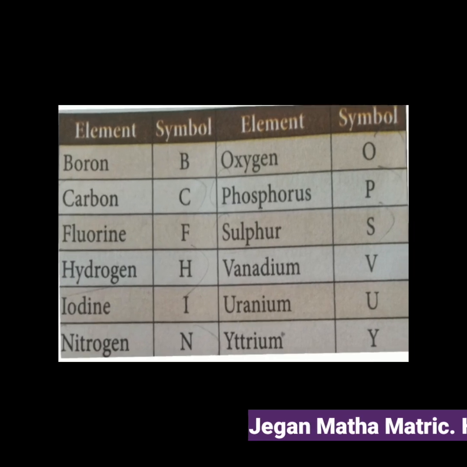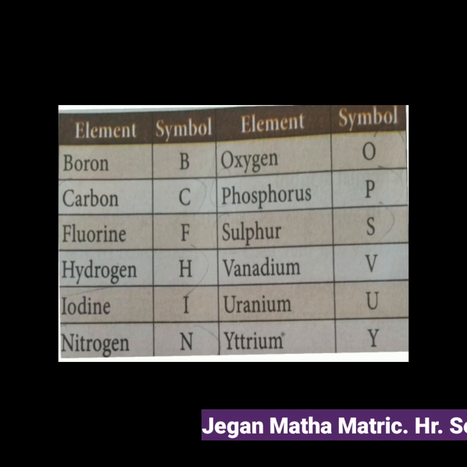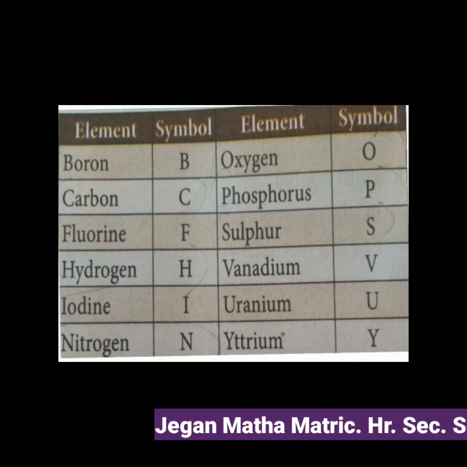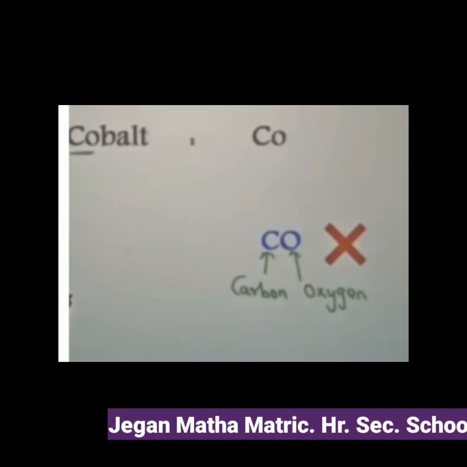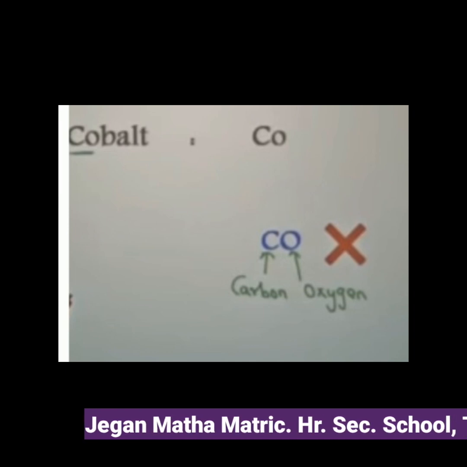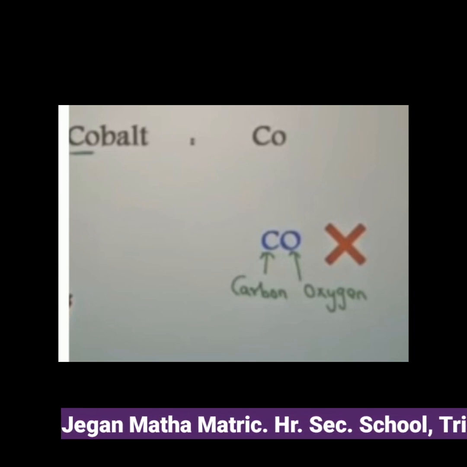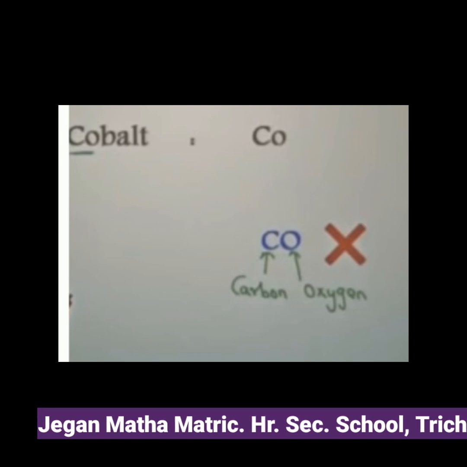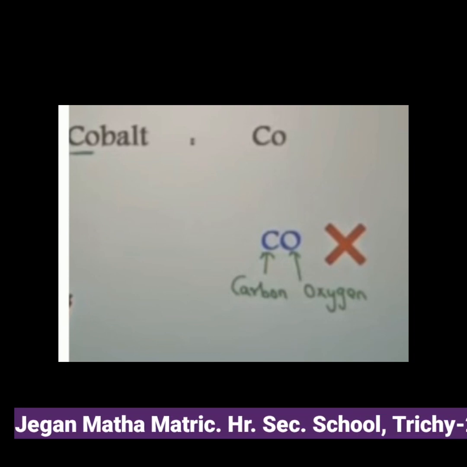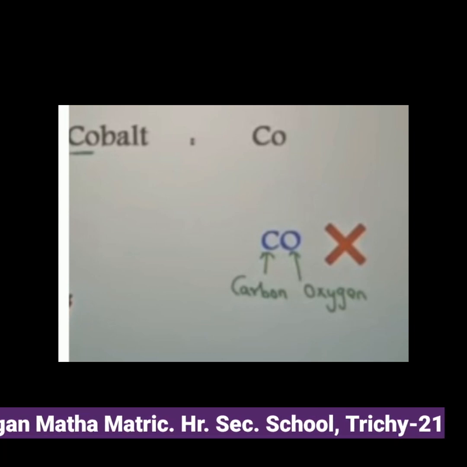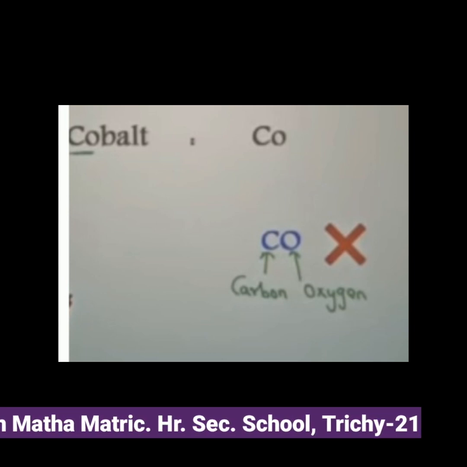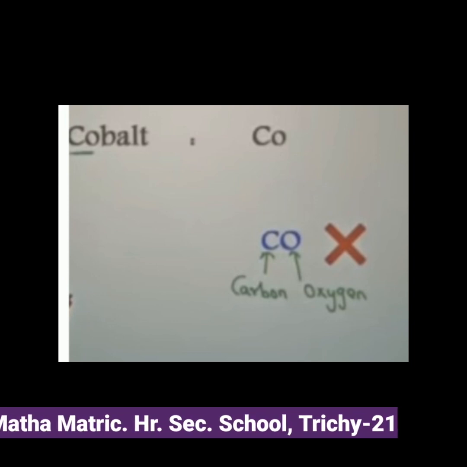Example for the tabulation: boron B, carbon C, fluorine F, and so on. According to that, cobalt would be CO, but in CO the C is the first letter of carbon and the O is the second letter, oxygen. It is not right to write this way.